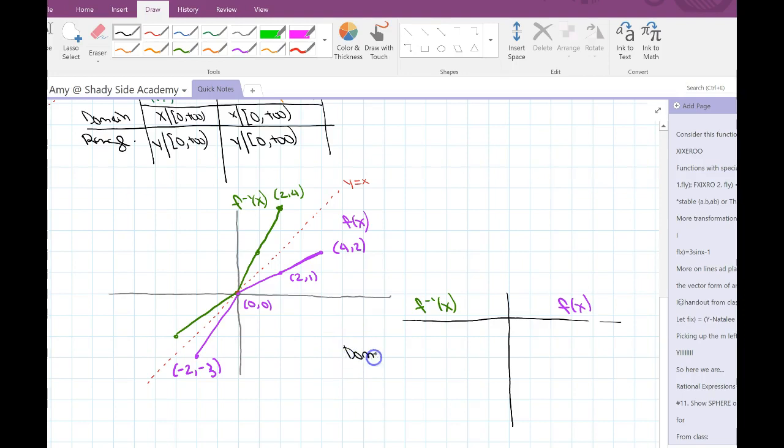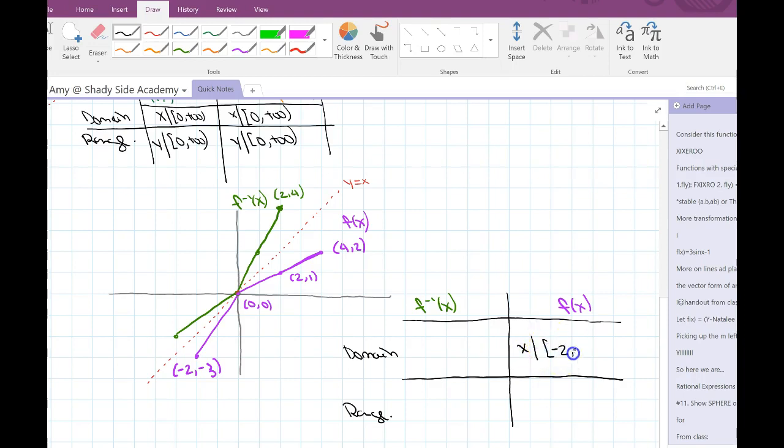Let's take a look at the domain of both and the range of both. Okay, interval notation. Go ahead and do this one on your own and then replay me for the result. So I want the domain and range of both the function of x and the inverse of f in interval notation.